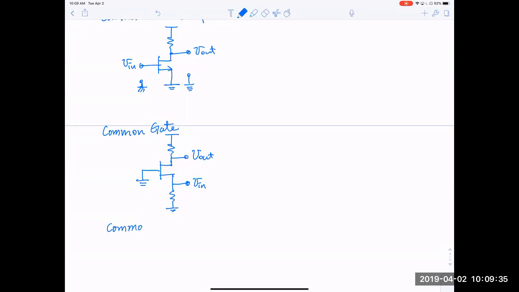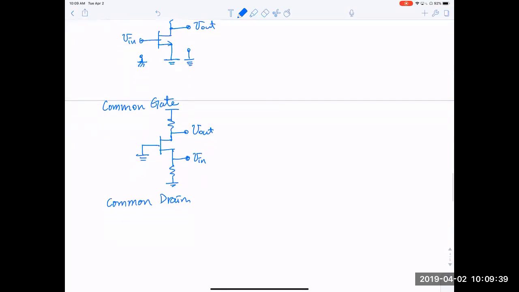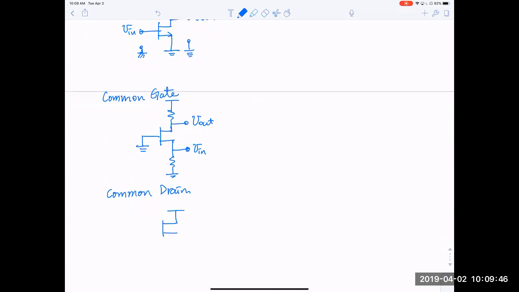There is also common drain by combination. There are really 3 canonical forms. So the common drain amplifier refers to the drain being common. Common doesn't necessarily mean they are connected to ground. They are actually connected to VDD. But in the AC equivalent circuit, VDD becomes ground. So the input is applied to the gate, but the output, you take it from the source.